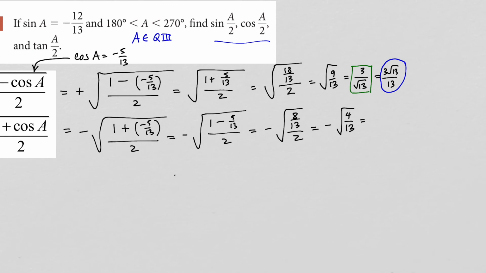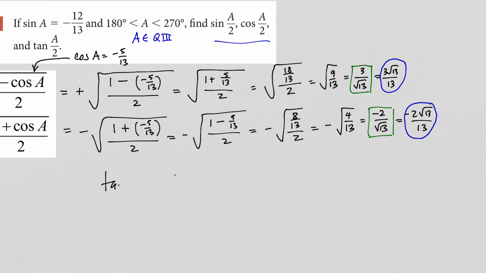And then taking the square root of the numerator and the square root of the denominator, we end up with negative 2 over radical 13. And that, of course, can be rewritten as negative 2 radical 13 over 13. And so that's sine and cosine of A over 2.